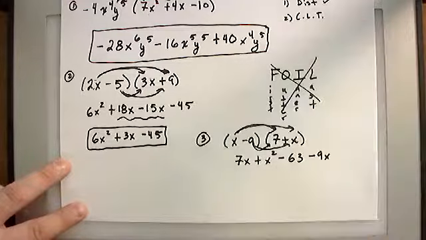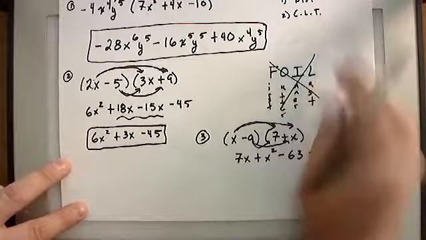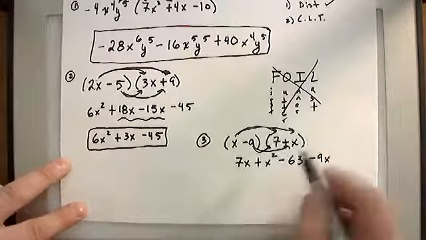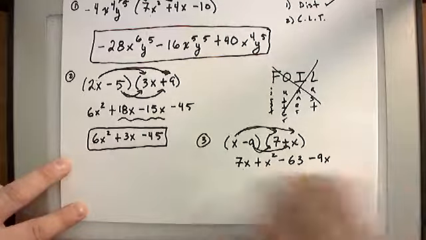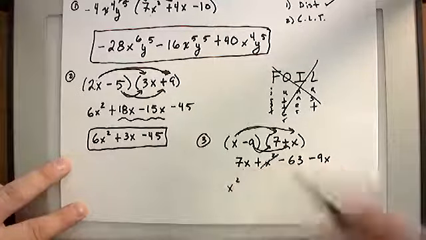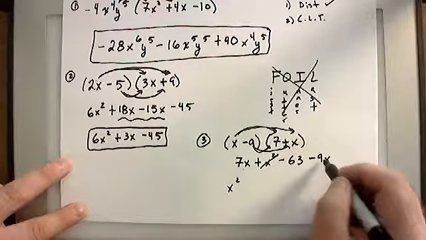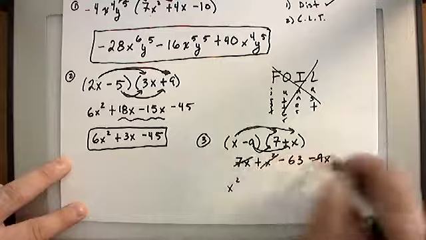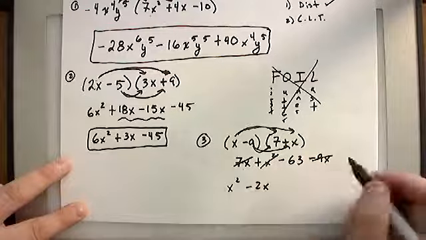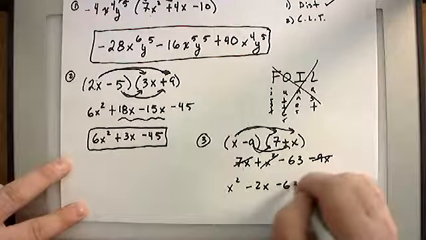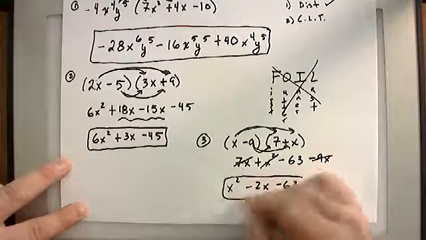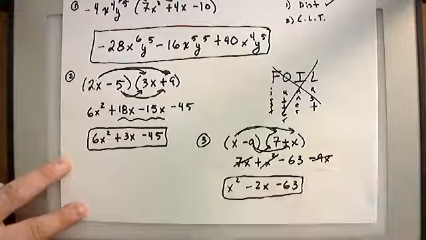We distributed. Now let's combine like terms. And let's put this in the right order. Highest power first. So the x squared goes first. That's done. I like to cross them off so I don't forget something. Here we have 7x minus 9x. So that would be -2x. And then the -63 is just going to sit there. And that's your answer. So FOILing, whatever you want to call it, not a big deal.